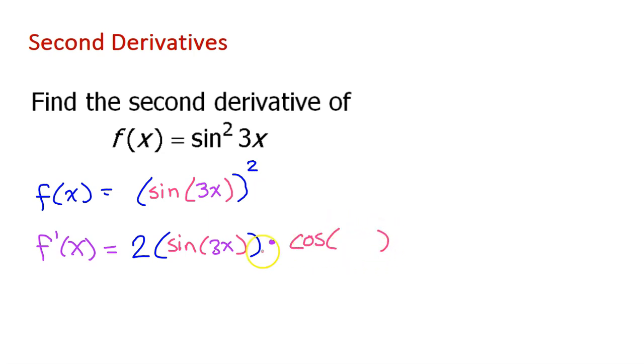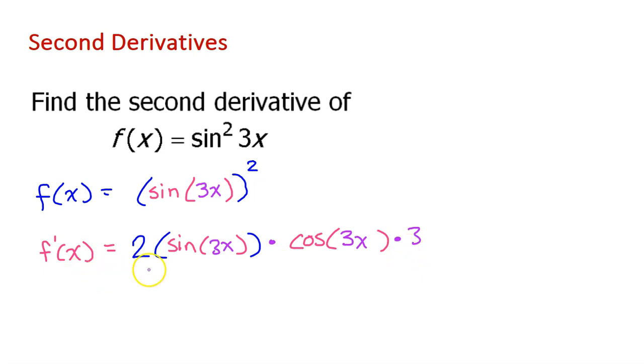So with that, we have taken the derivative of the outer function. And when we do that, we leave the inner function the same. Then finally, we multiply by the derivative of the inner function, which is 3. So this is the first derivative.